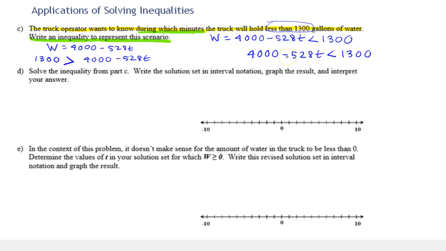Okay, but because inequalities are not symmetric, you have to be careful. So what I recommend is you really focus in on the structure, rather than using this replacement idea, which you can use, you just need to be careful. Okay, look at what it says. Wants to know during which minutes the truck will hold. Okay, so it's talking about the minutes, so you want to use the expression involving t, and then you can use the directly less than 1,300 because it develops that way in the sentence. Okay. In the next video, we're going to do parts D and E.